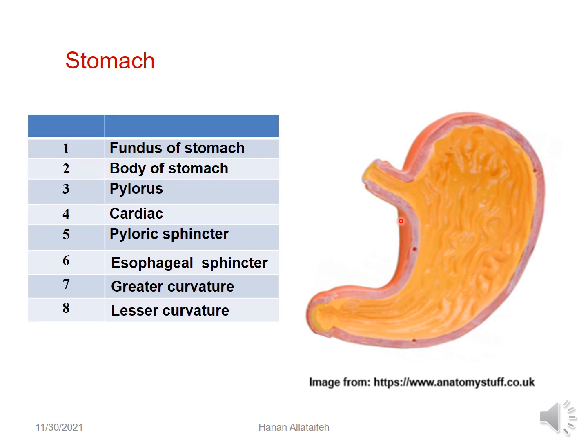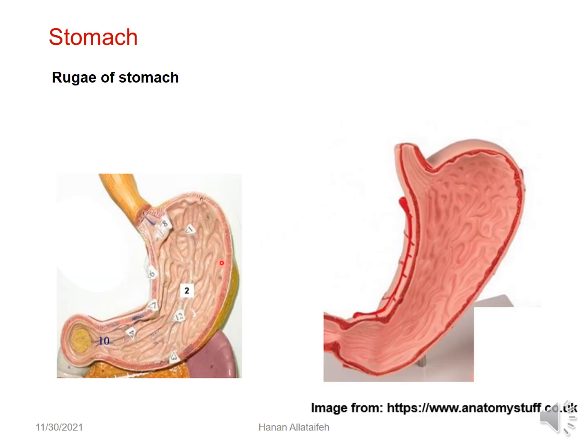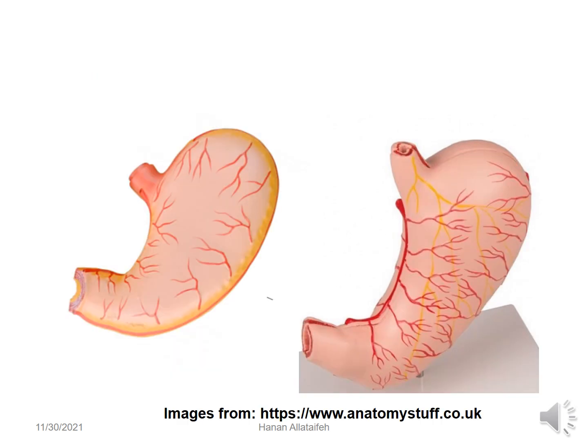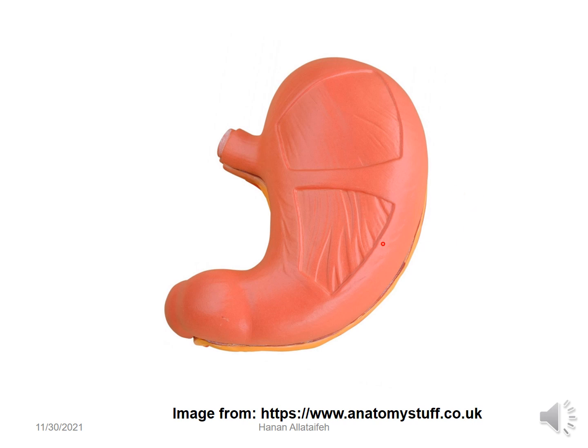You can see also this is the lesser curvature of the stomach, and the greater curvature of the stomach. You can see the rugae here. They are longitudinal foldings within the inner side of the stomach. Again, the stomach has 3 layers of muscle within its wall.